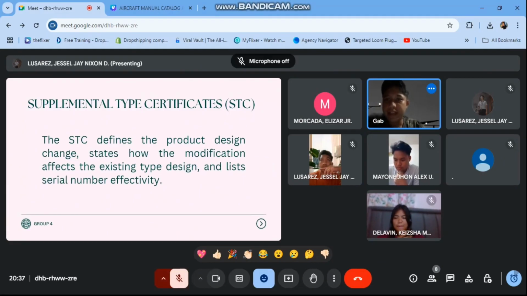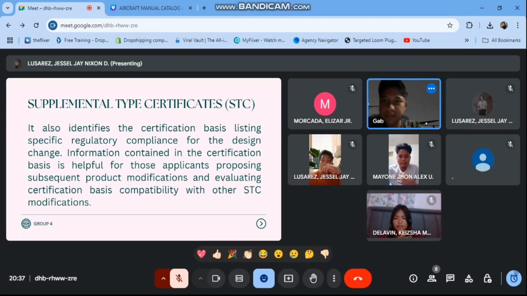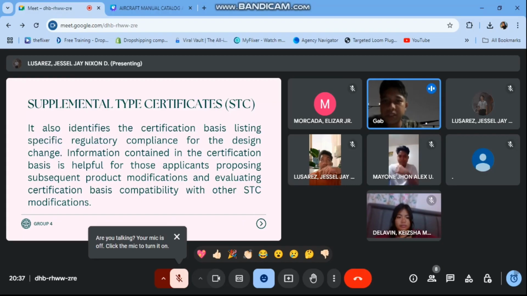An STC defines the product design change, and it states how the modification affects the existing type design and lists serial number effectivity. It also identifies the certification basis, listing specific regulatory compliance for the design change. Information contained in the certification basis is helpful for those applicants proposing subsequent product modification and evaluating certification basis compatibility with other STC modifications.